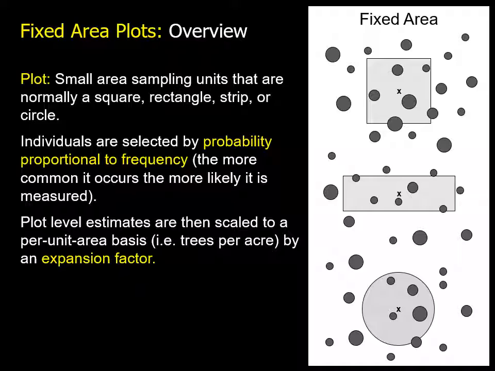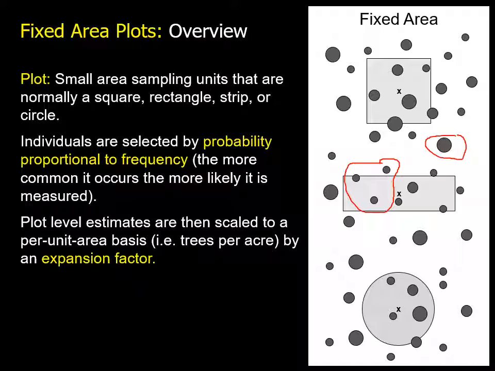This means that small objects like these little trees that we have a lot of in this population will have a higher probability of being intercepted by these plots and counted within these plots than these larger, less frequent trees within this population.